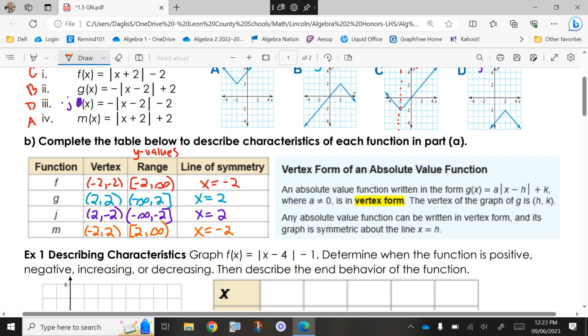Any absolute value function can be written in vertex form, and its graph is always symmetric about the line x equals h, which we just recognized that relationship to. It was always equal to the x value of our vertex, which they use h for that special point.